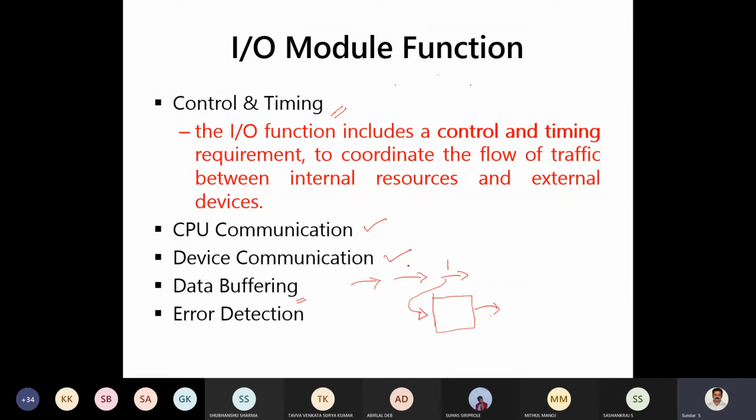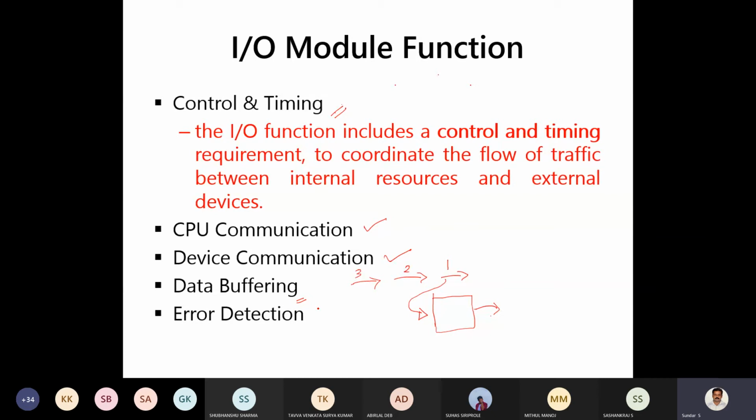Suppose there are 3 data items, 1, 2, 3. The CPU sends them at its speed, but the devices can understand only their own speed. So we need to have a barrier here. We need to slow down the high speed side, something like a barrier. So we need to store the data here, then deliver it according to the device speed. This is called data buffering.